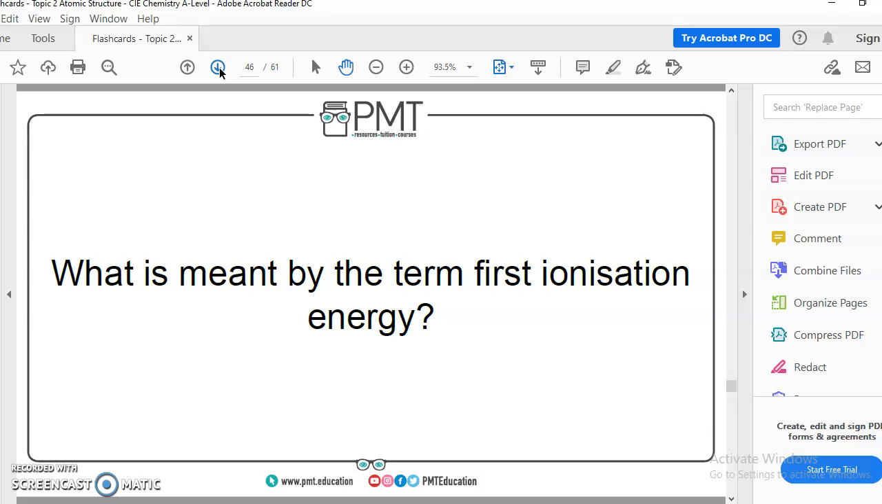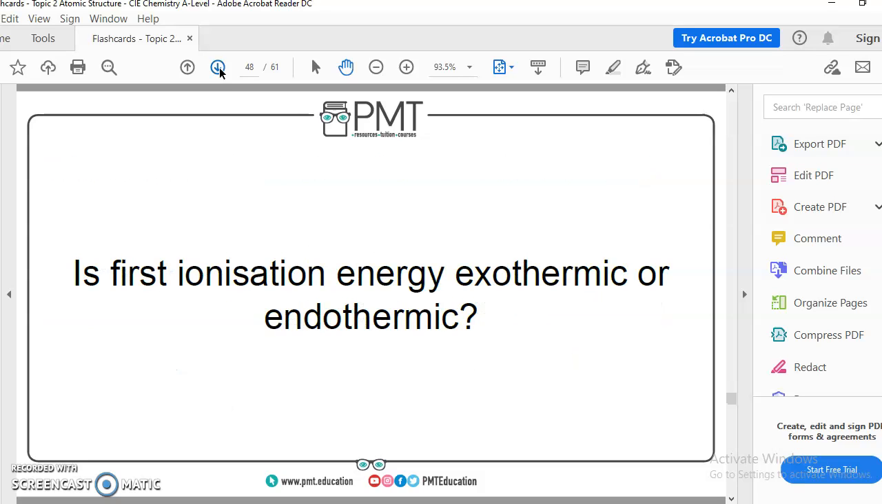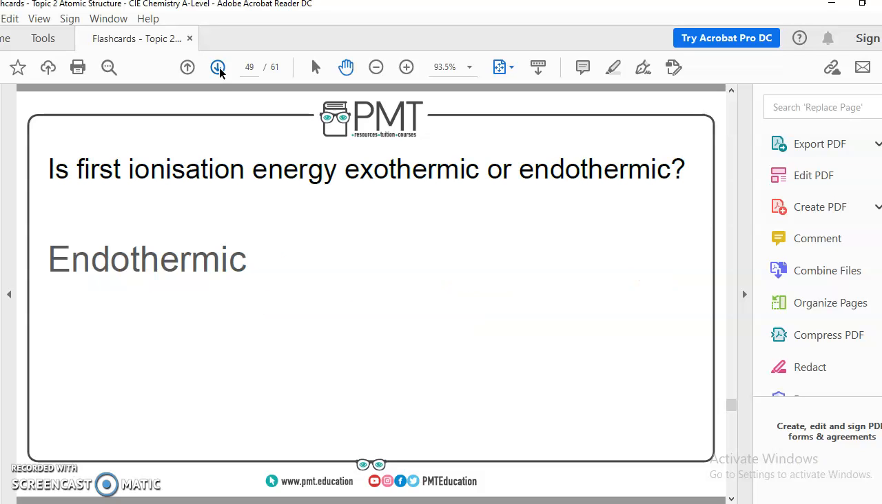When we talk about ionization energy, especially first ionization energy, it means the minimum amount of energy needed to remove an electron from each atom in 1 mole of gaseous atoms to make 1 mole of gaseous ions, that is the cation. So when you provide energy to ionize the outermost electron, should it be exothermic or endothermic? It is endothermic, because energy is absorbed.